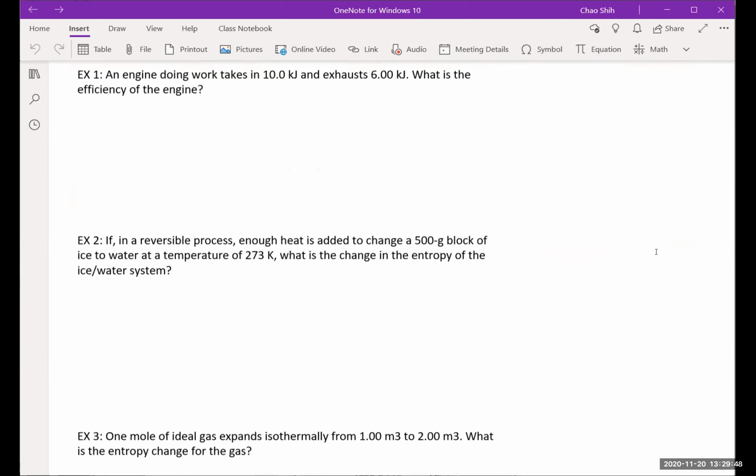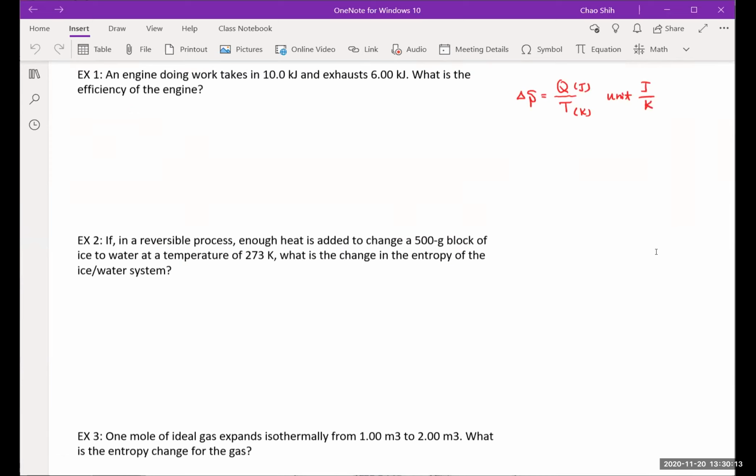Now, just to remind you, what are the equation that we have so far? This change of entropy, this is the most important one, is equal to the Q over T. This is in Kelvin. This is in Joule. So the unit is Joule over Kelvin.